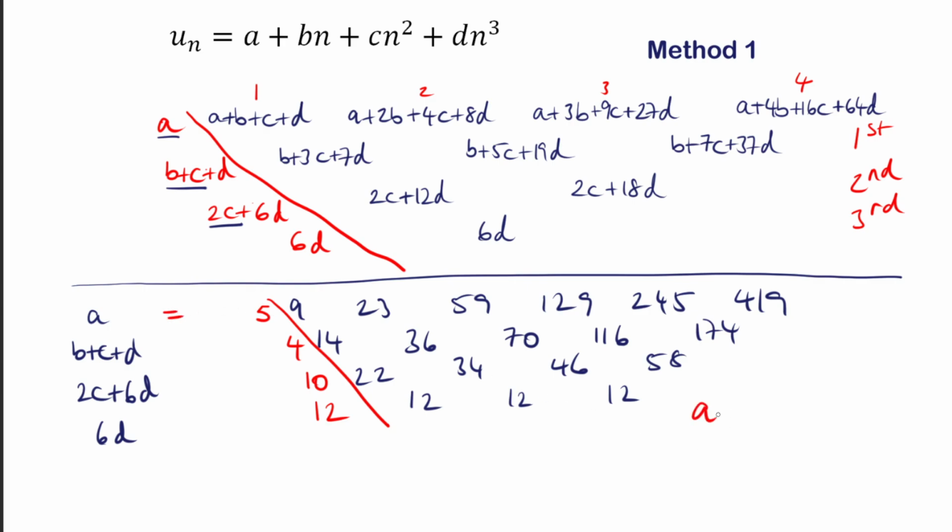Let's write them down over here. So we already know the A. Now we have to work from the bottom to work out the D. Now can you see that 6D has to be 12? So D must be 2.